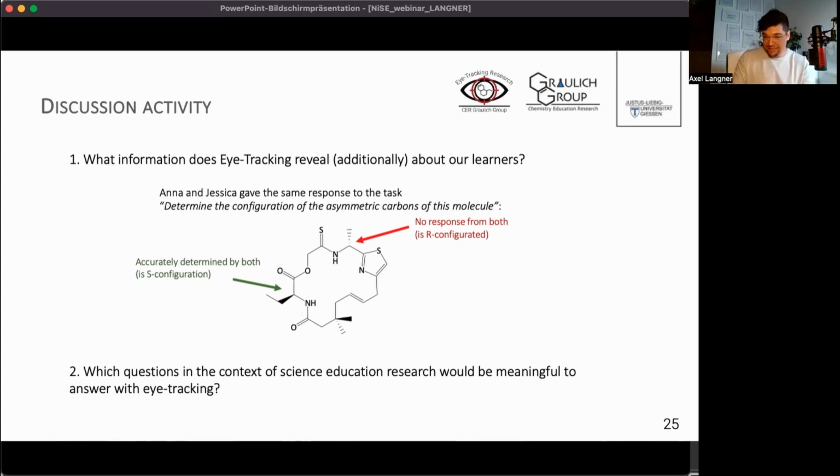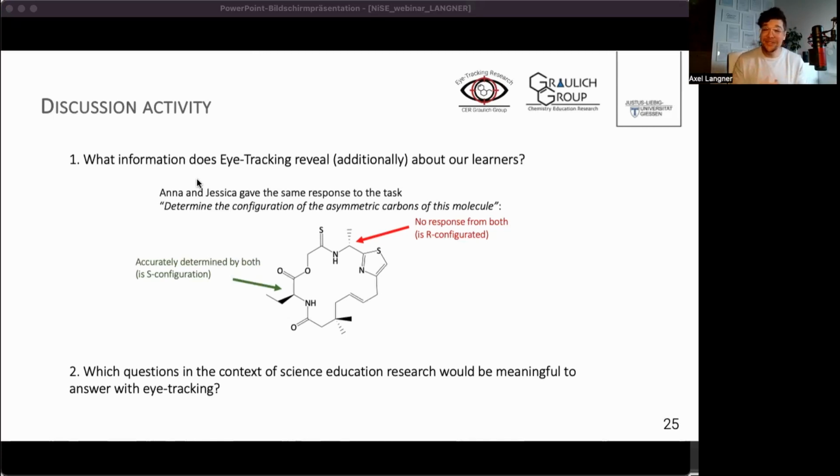I prepared a document for you. I just have to copy the link in the chat. Here you can see a PDF file with some more eye tracking data about Anna and Jessica. Please compare them, and maybe it stimulates a little bit what we can get out of eye tracking technology.